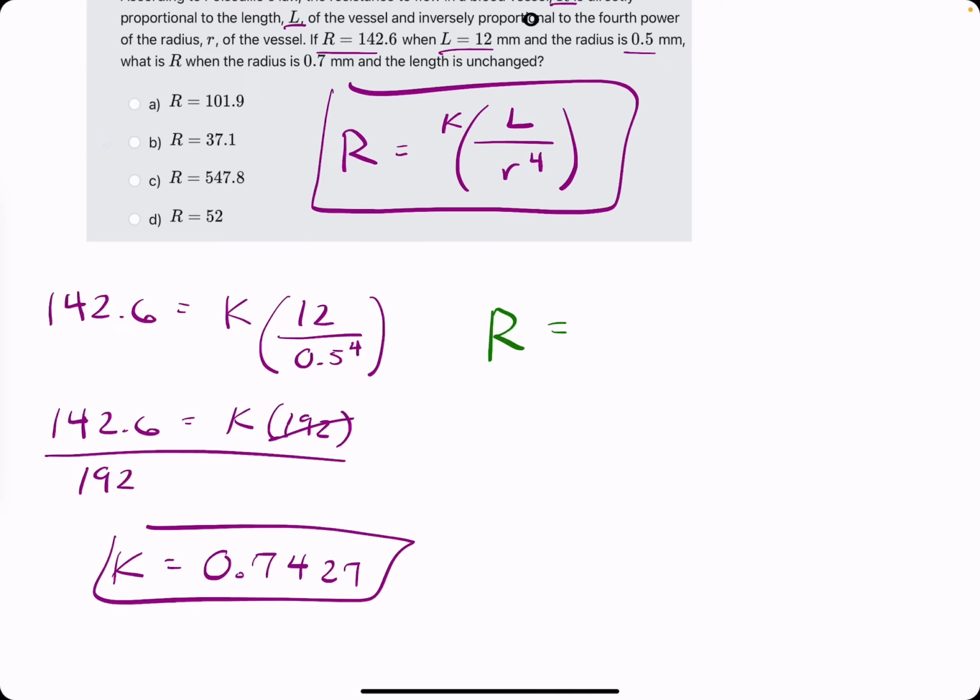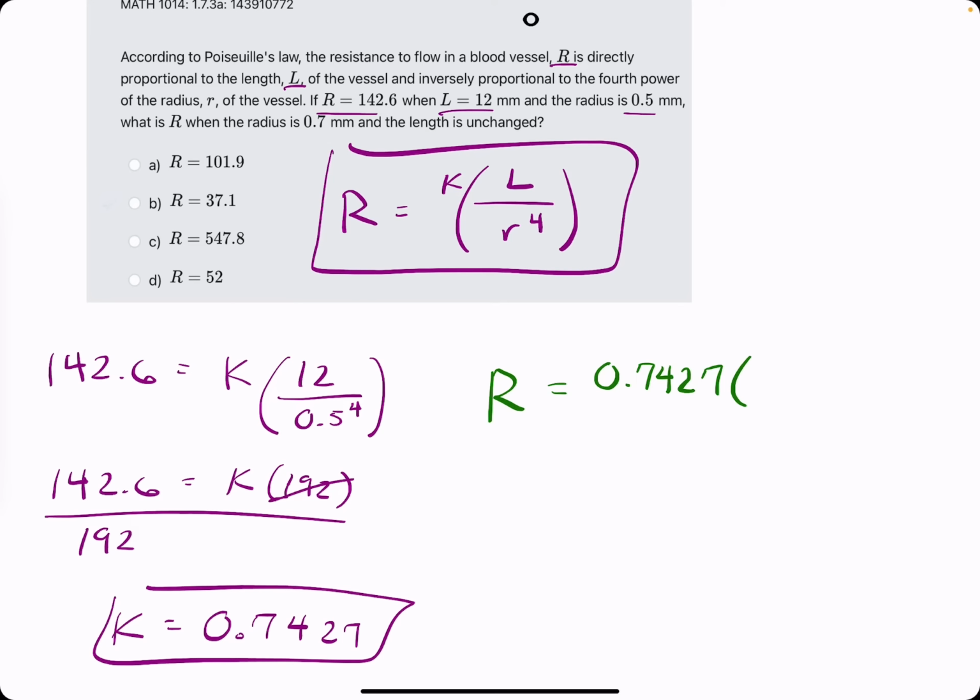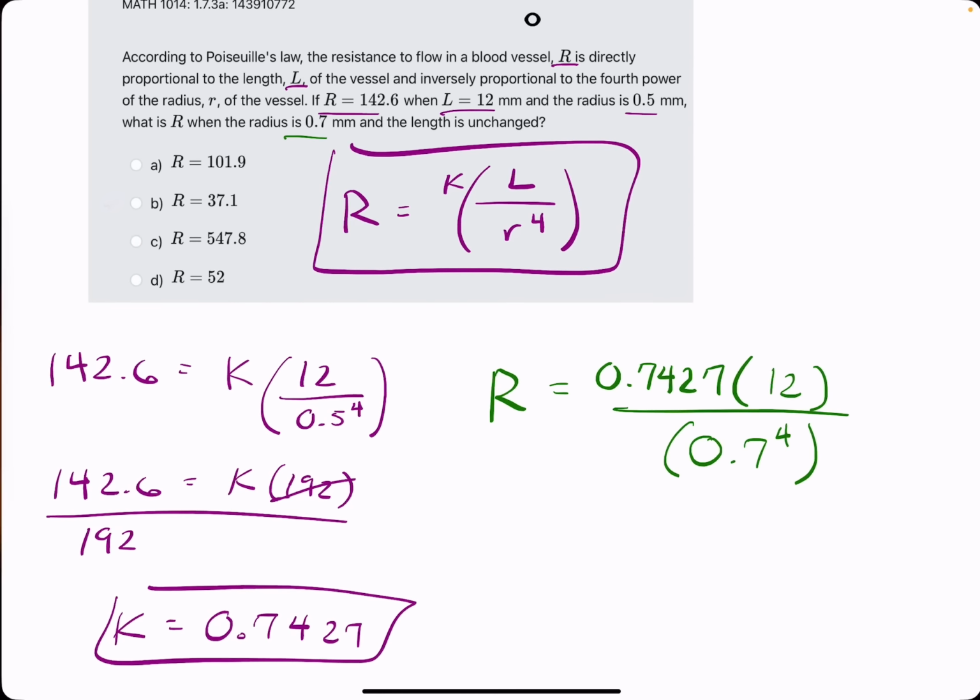So the whole process is the same process every time. I don't know if I just got lucky getting the same exact setup every time. I don't know if that's supposed to happen, but anyway, so we're plugging things in. We have L is unchanged, and then the radius changes from 0.5 to 0.7. So now we're just dividing by 0.7 to the fourth. Okay, not too crazy. Let's open up Desmos.